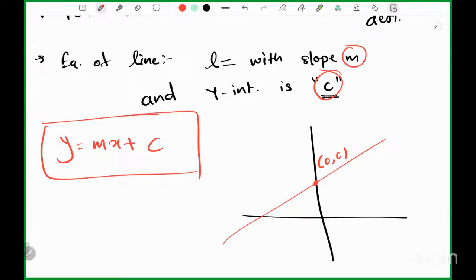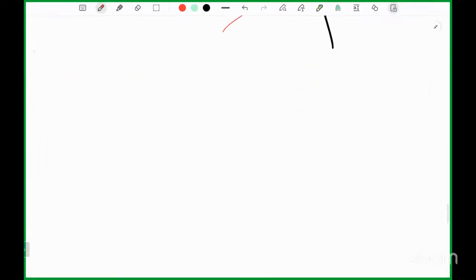If you have a slope and a y-intercept, you can find the equation of a line by just substituting the values of m and c. So y is equal to mx plus c. This is one of the formulas. Another formula which you should remember is the two-point formula.